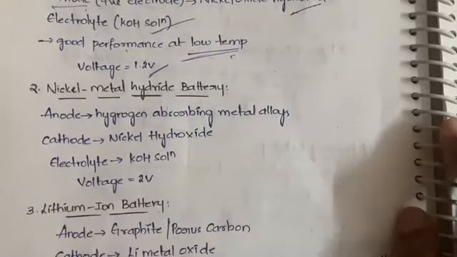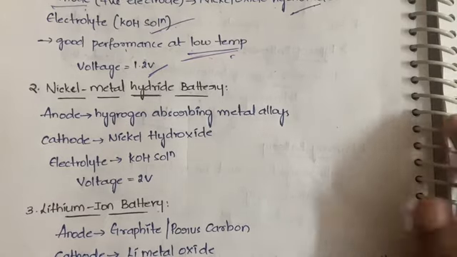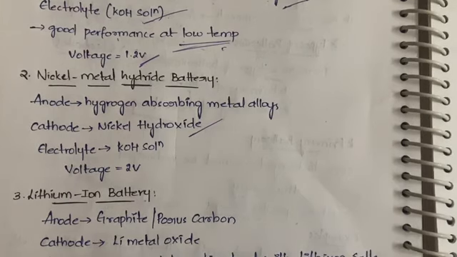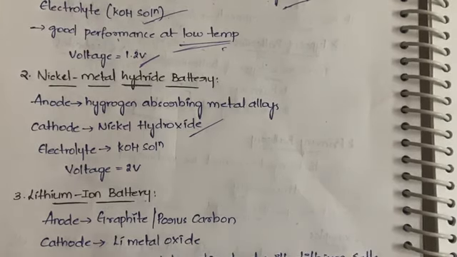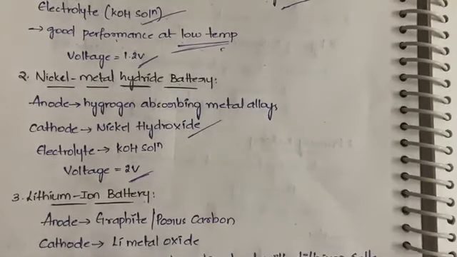Next is nickel metal hydride battery. So here also anode is hydrogen absorbing metal alloys. So it could be any metal alloy. Alloy means what you know. Alloy means a combination of more than one metal. So any alloy which can absorb hydrogen will act as an anode, and the cathode is the nickel hydroxide. Got it? Next, electrolyte solution, same as the previous one, the KOH solution. Next, voltage, applicable voltage is 2 volts. Up to 2 volts, for our devices up to 2 volts, you can use these batteries.